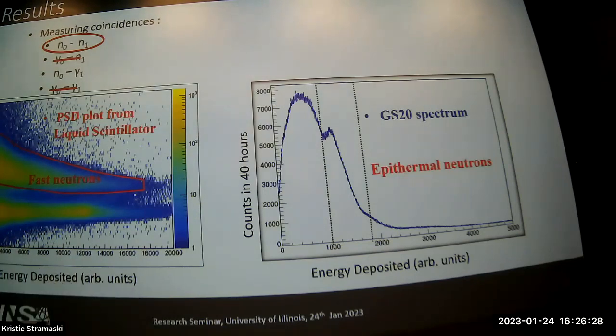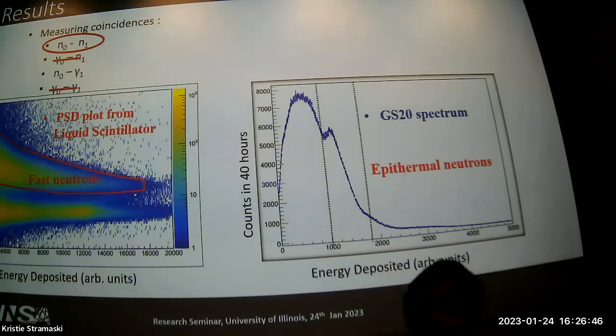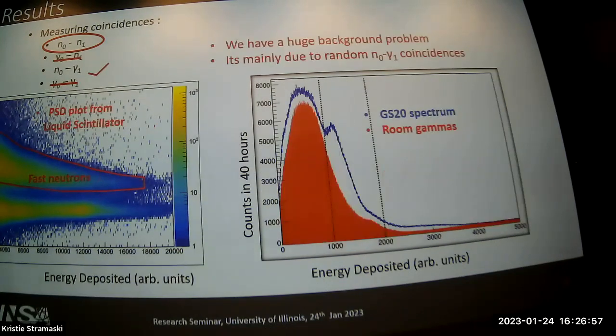How do we get rid of neutron-gamma coincidence? Now this is the light collected, or energy deposited, in your GS20 glass. This detector is not as efficient as the liquid scintillator in separating neutrons from gammas. This little bump that you see is for epithermal or thermal neutrons. If you select that, that will give you neutron-neutron coincidences. But this red curve here is the room gamma background that we saw in our detector. It cannot differentiate well between neutrons and gammas.